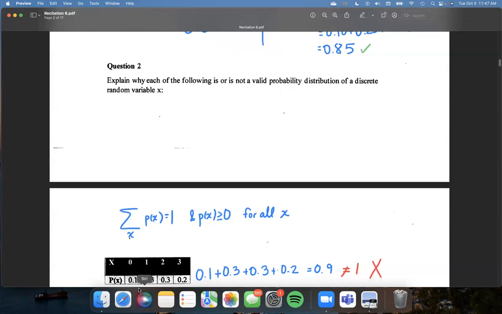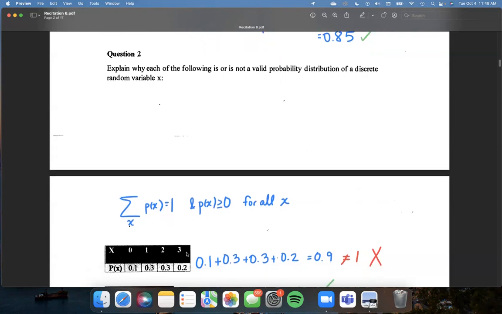So we're given this. Let's first add up all of our probabilities to see if they equal 1. When you add 0.1 plus 0.3 plus 0.3 plus 0.2, you get 0.9, which does not equal 1. So it doesn't satisfy that first condition where they all have to equal 1. So it's not a valid probability distribution.